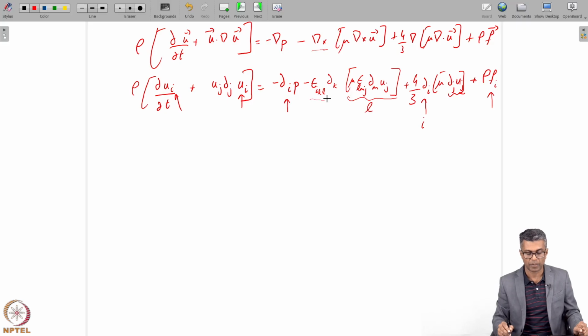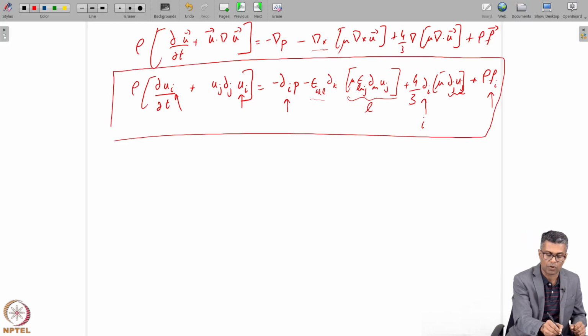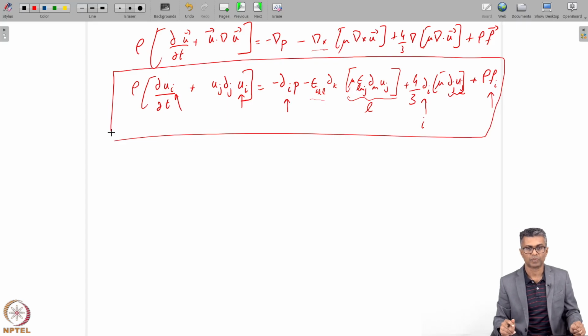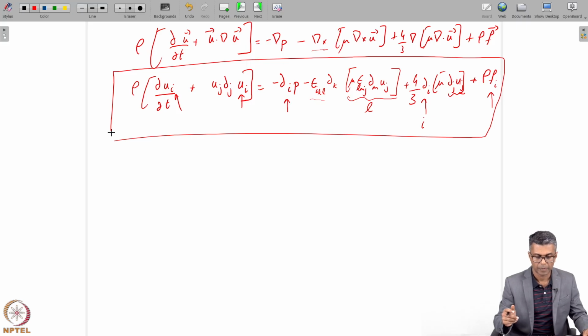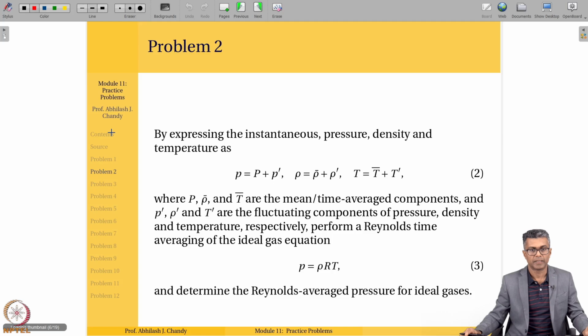I hope that is clear. So this is your equation in index notation. This is your final answer. So I hope this makes sense. Okay, let's try another problem.